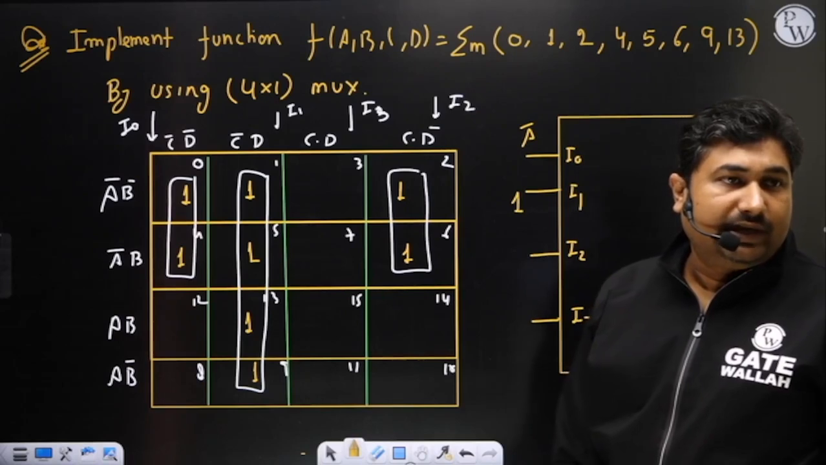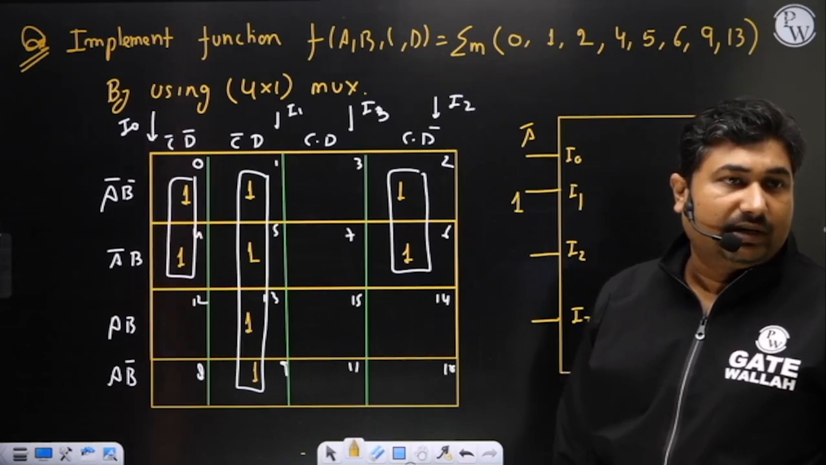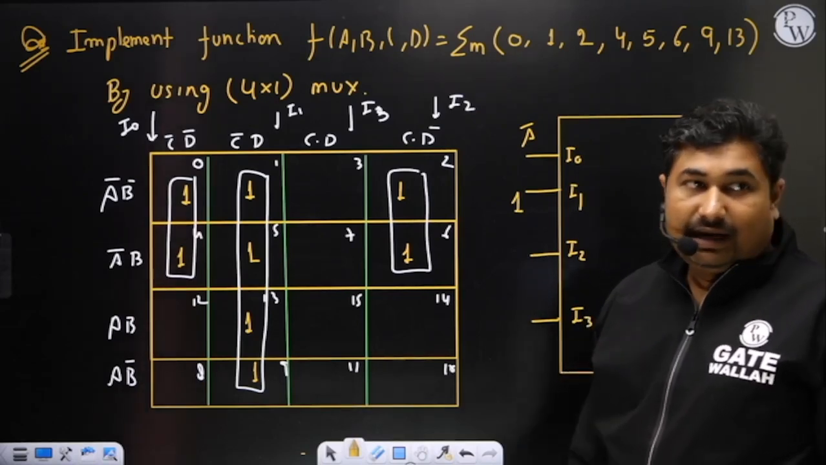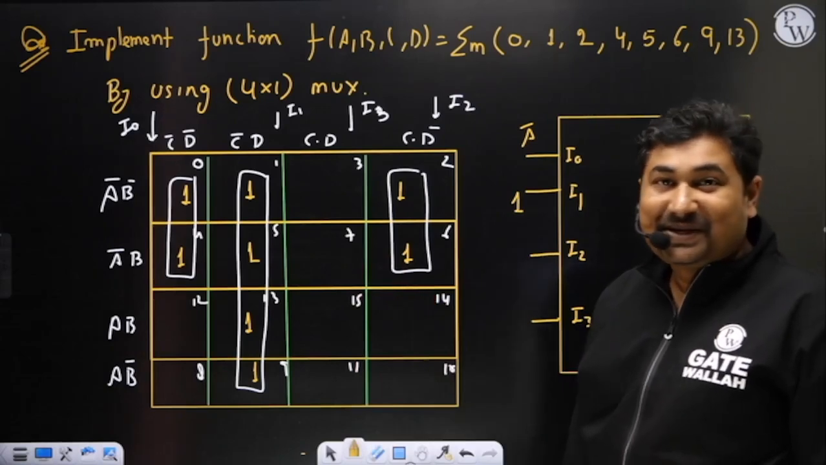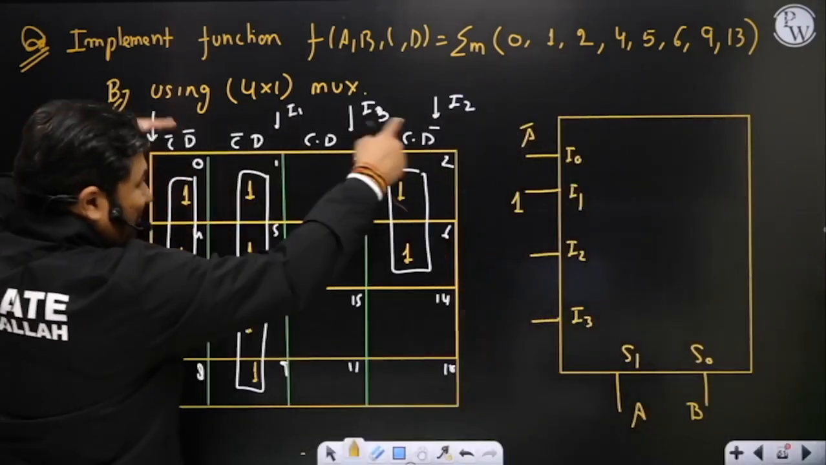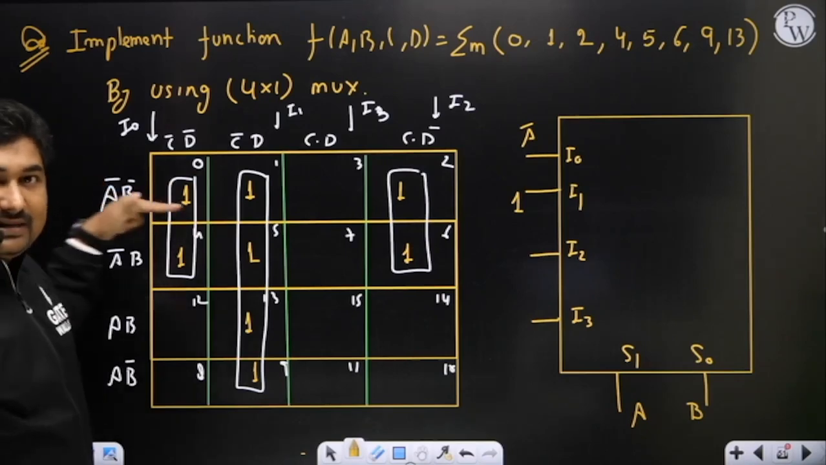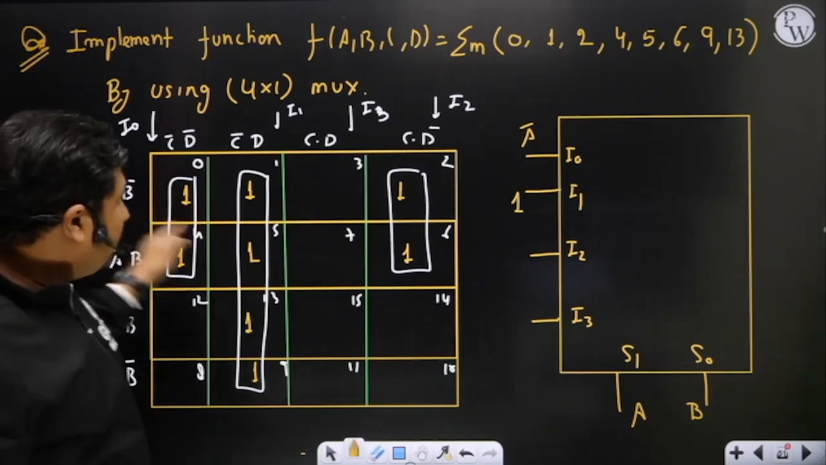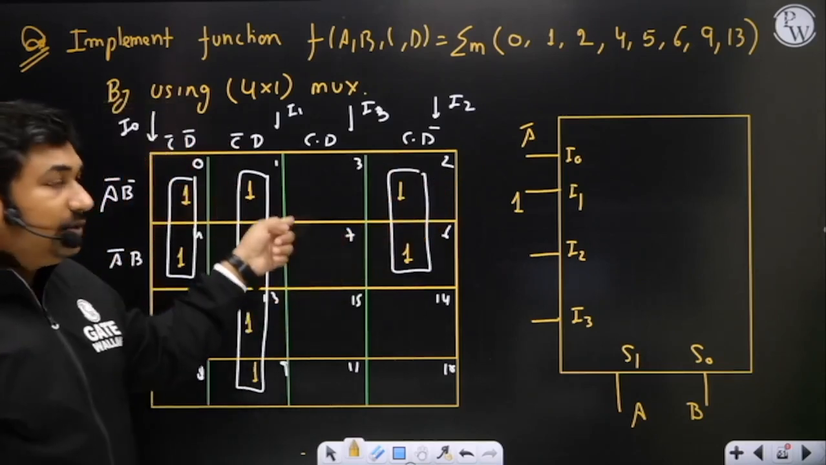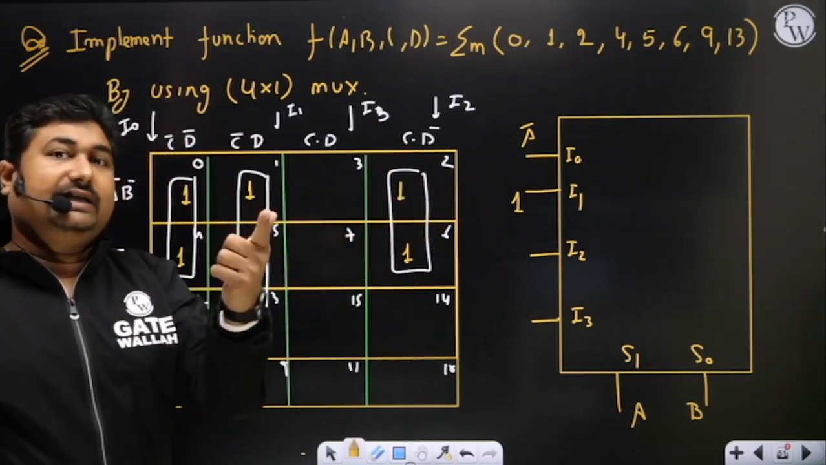Sir, how do we decide if the combination will be vertical or horizontal in the K-map? I am doing the same thing. If I go with horizontal pairings only, considering AB as the select lines, then we need to make 2. When I make 2, it means one logic gate is introduced.